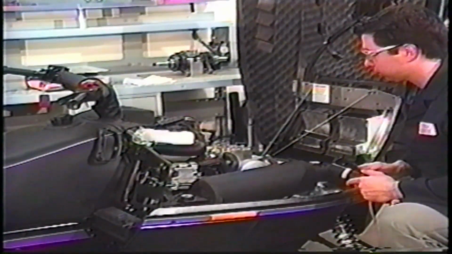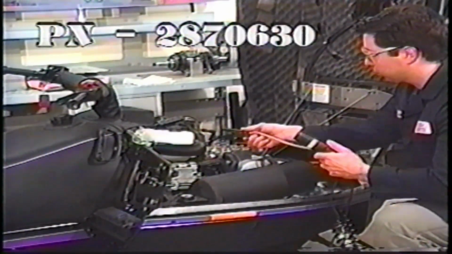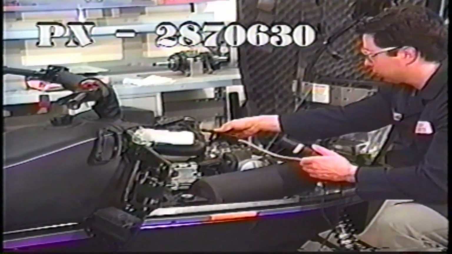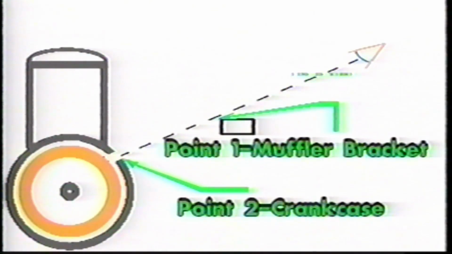Hook your inductive timing light, Polaris part number 2870630, to the magneto spark plug wire. Start the engine and slowly increase RPM to 3000 while pointing the light at the crankcase timing inspection hole. To get an accurate reading, you must keep your line of sight the same as when you made your mark. Looking from a different angle changes your viewpoint of the mark, and your reading could be off several degrees.